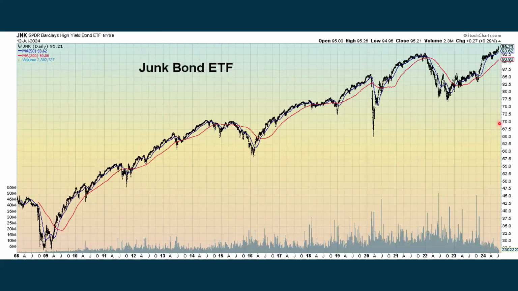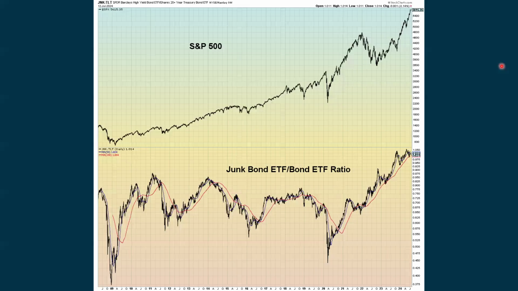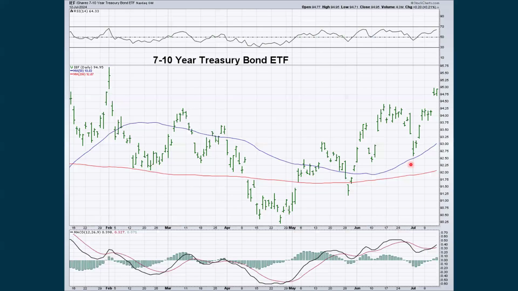Junk bonds here are holding up and just setting recent all-time highs. Then we do a ratio between junk bonds and more conservative bonds. It came back down to this 50-period moving average, but is starting to bounce back up. If we were seeing a shift from more risky bonds to more conservative bonds, we would end up seeing this ratio continue to go down, and we're not quite seeing that yet.